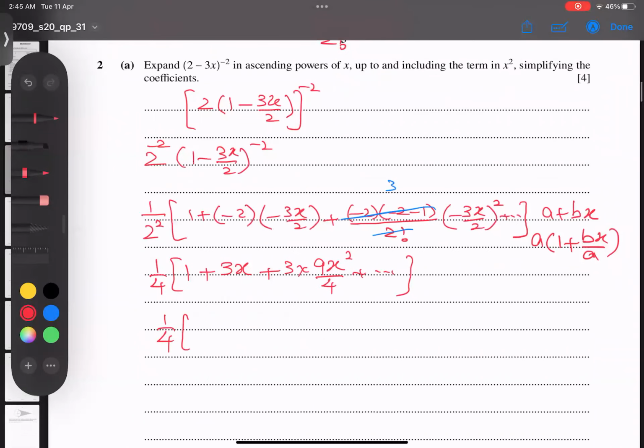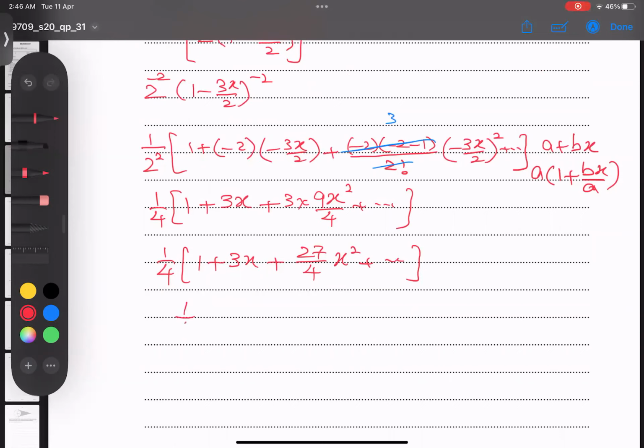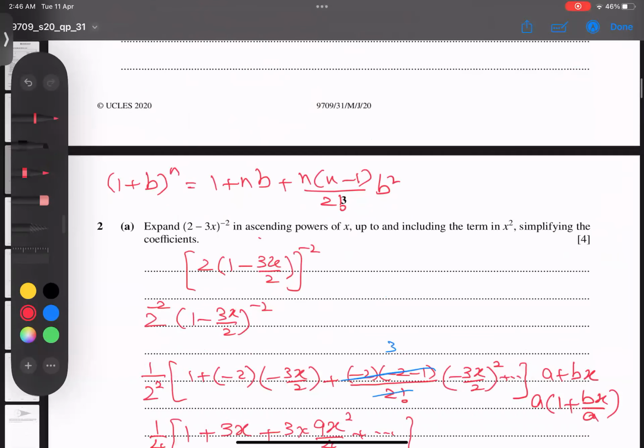1 over 4 in the bracket, 1 plus 3x, and I get here 27 over 4, x to the power 2. Now this 1, 4 multiplies inside, 1 by 1, so I get 1 over 4. And then plus 3 over 4 times 2x. Then 27 over 16 times 2x to the power 2. And what was the question he was asking? Find the expansion in ascending powers of x up to and including x to the power 2, simply for the coefficients.